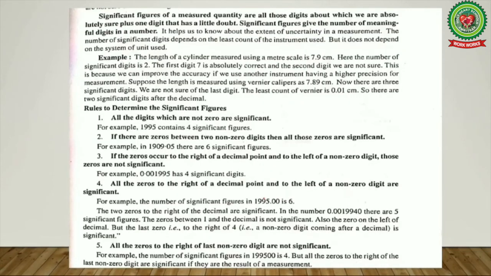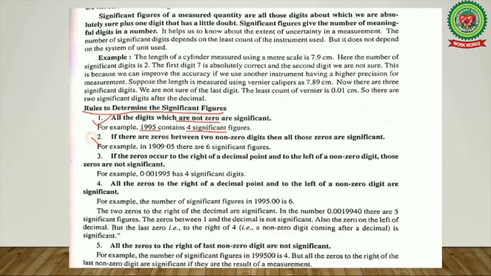Let's see what are the different rules of finding significant figures. First rule, all the digits which are not 0 are significant. For example, 1995, all the numbers are non-zero, so all these numbers are significant. In this case it contains 4 significant figures. If the number was 19925, in this case the number of significant figures will be 5.